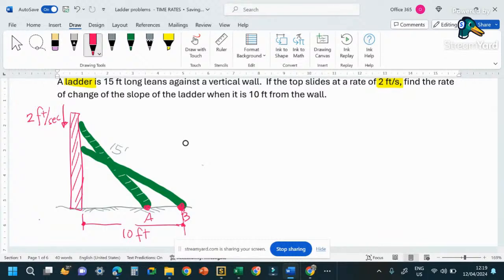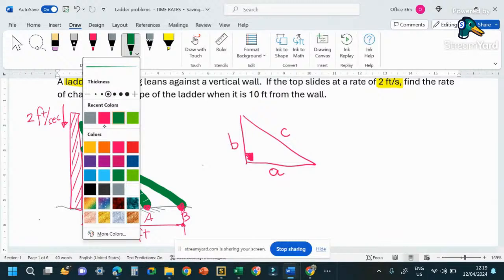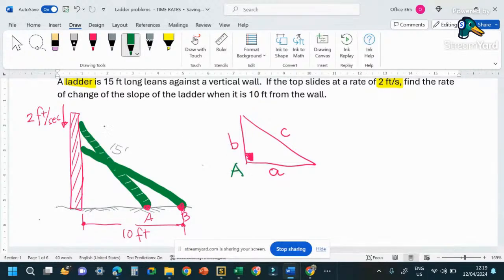For ladder questions, we will be using the Pythagorean theorem. What does it say? The Pythagorean theorem is applied to right angle triangles where the sloping side is your C. One of the sides could be an A or a B. If your angle is C, we're going to assign C for this corner where the square corner is. Sorry, that should be C.